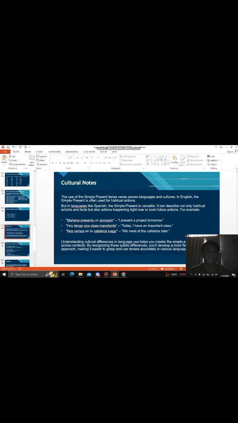Cultural note. The use of simple present tense varies across languages and cultures. In English, the simple present is often used for habitual actions, but in languages like Spanish, the simple present is versatile. It can describe not only habitual actions and facts, but also actions happening right now or even future actions. For example, I can't speak Spanish, so forgive me, I will say these.